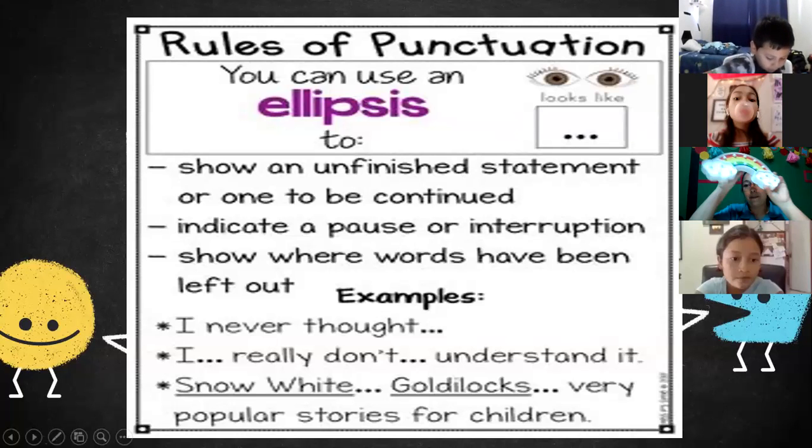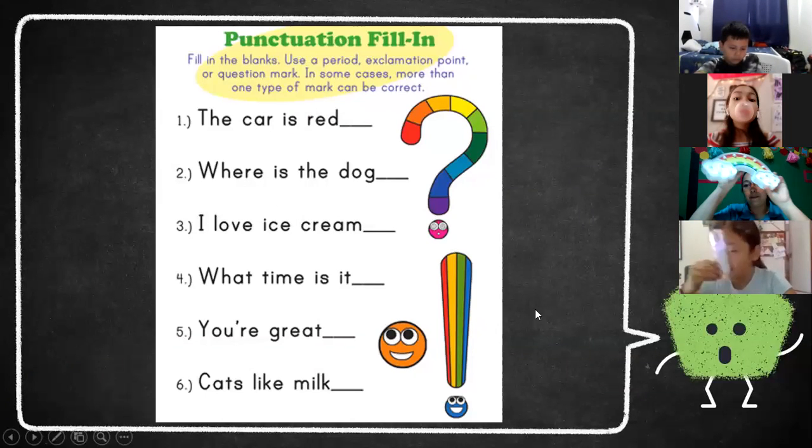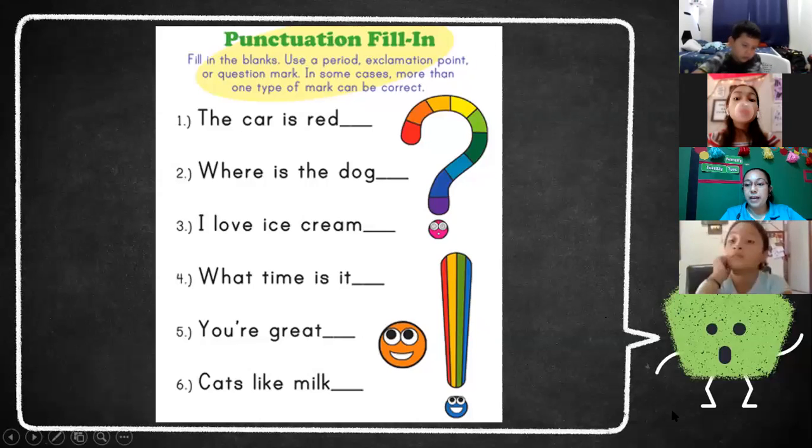We fill in the blank and we use a period, an exclamation point, or a question mark. In some cases, more than one type of mark can be correct. Okay, for example, the first sentence, the car is red. Okay, we use a question mark, a period, or an exclamation point. What do you think? The car is red. What is the correct end mark? The car is red. ¿Cuál es la puntuación correcta en esta oración? In number one, the car is red.